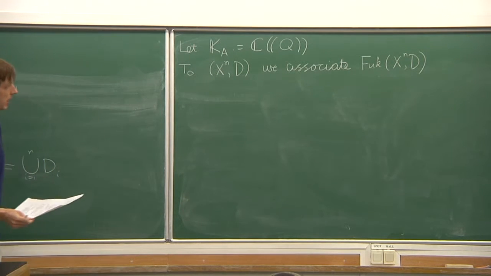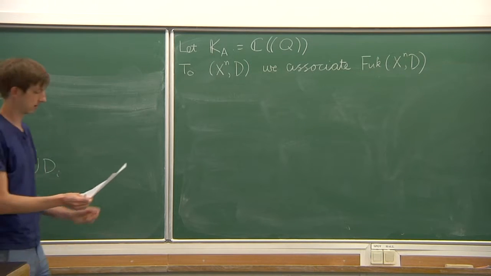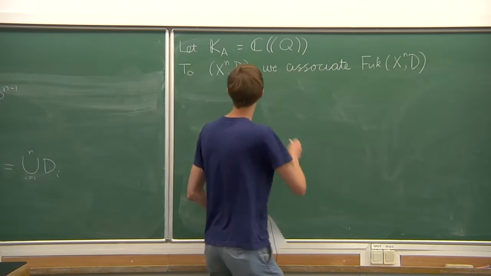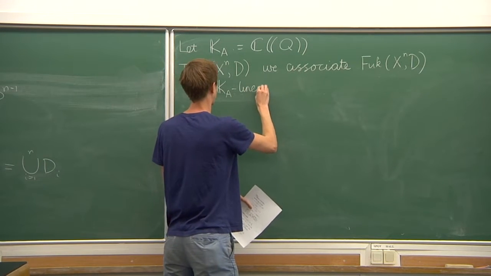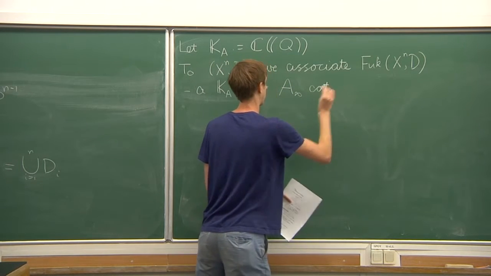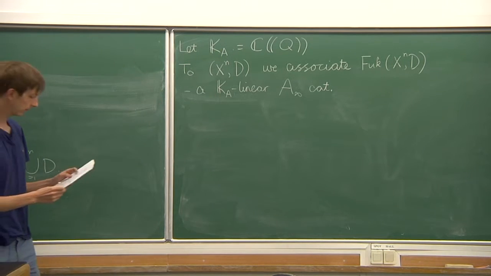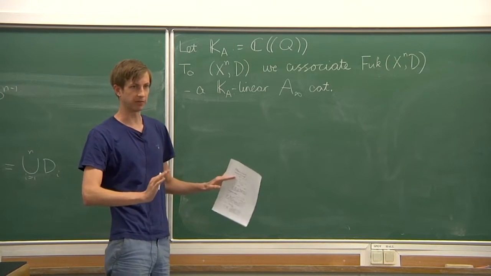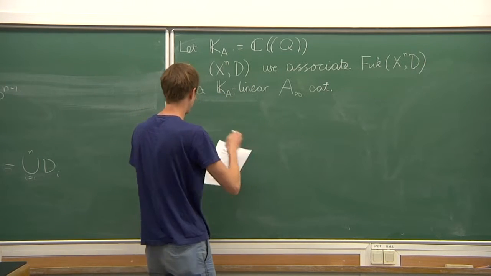So to this data of X_n together with this divisor D, we're going to associate an invariant called the relative Fukaya category, the Fukaya category of X_n relative to D. And that's going to be an A infinity category linear over this field. So the rest of this talk, after I've stated the result, will be about defining this category and some of its properties.